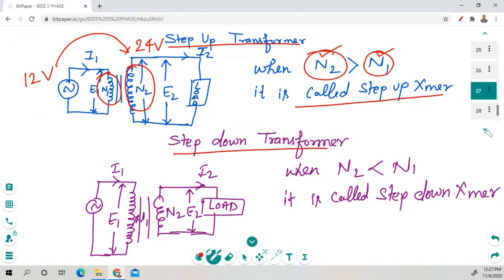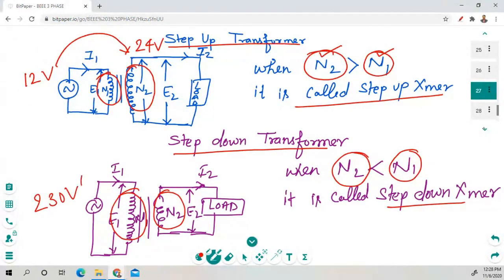This is called a step-up. Now come to this point. Here is the step-down transformer. Here, the primary side winding is N1 and the secondary side winding is N2. So as you can see, N1 is greater than N2, then it is called a step-down transformer. If you apply 230 volt right here, it can be reduced to 25 volt or 24 volt, 9 volt, 5 volt, as you wish. So you can change these voltages. These are called step-up and step-down transformers.